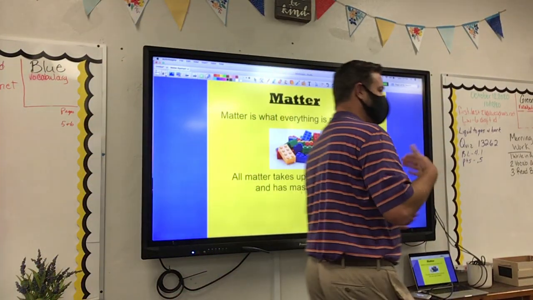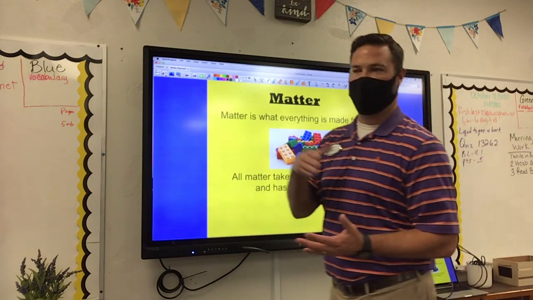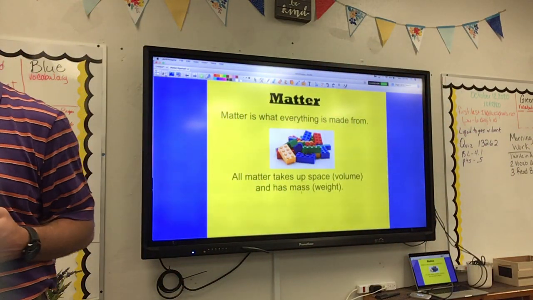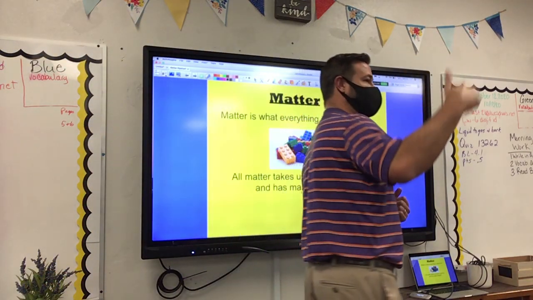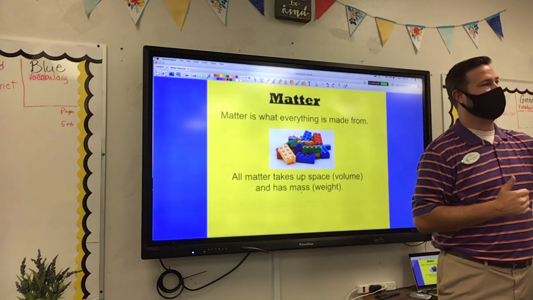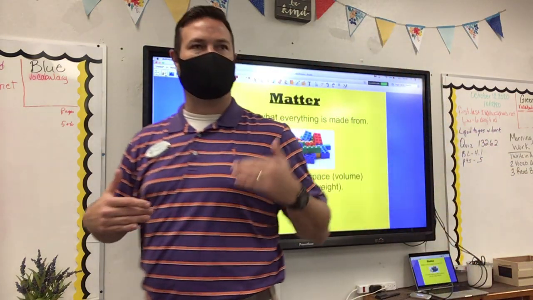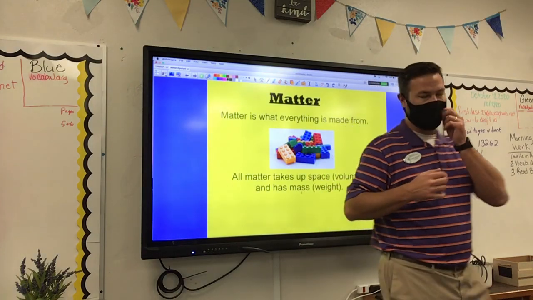Okay, so matter. We're talking about matter all the way back from the beginning. Matter takes up space and it has weight. What is it called if it takes up space? Volume. Thank you, volume. This is very important that you know these key vocabulary words. What is another word for weight? So anytime you see mass, you know we're talking about weight, and anytime you're talking about the space it's taken up, you know we're talking about volume.